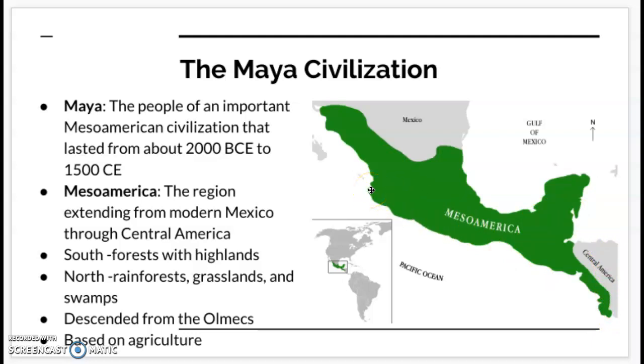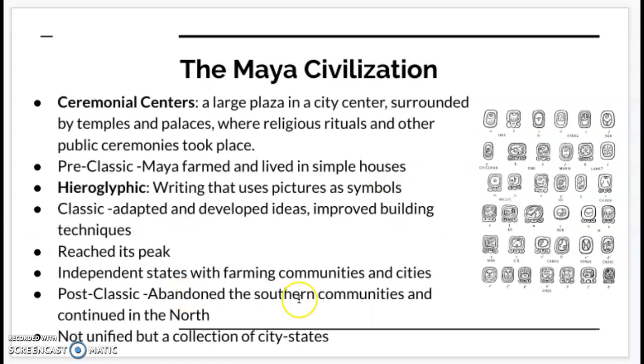They descended from the Olmec civilization. So the Olmec civilization lived in this area first, and the Maya kind of came over and conquered them and grew out of them. And their civilization was very based on agriculture. We'll talk more about that in a little bit.